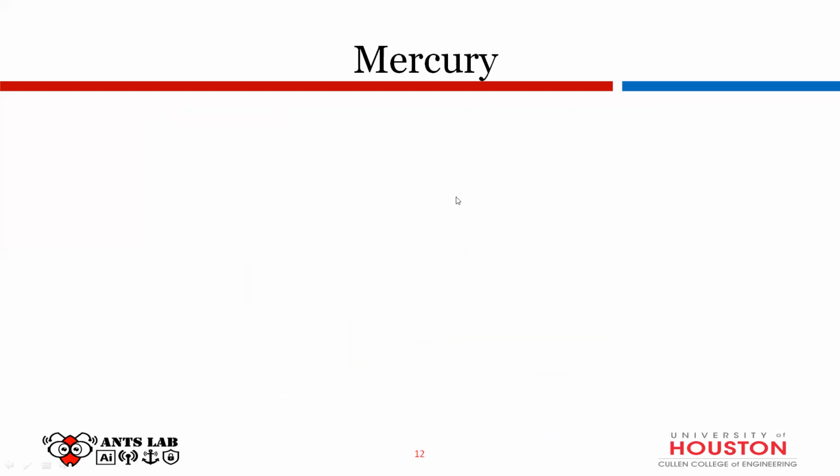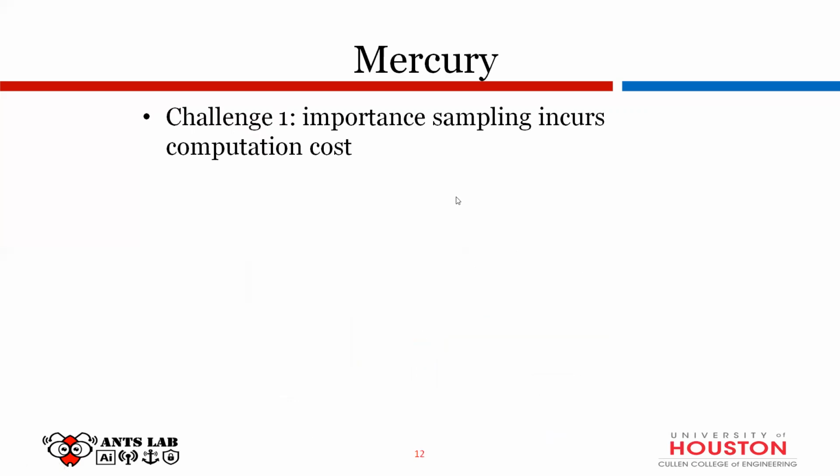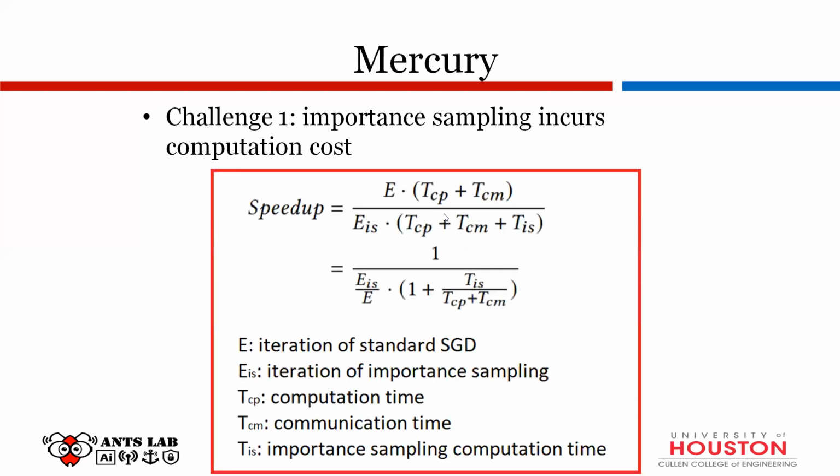So the first one is that it still costs you to do the importance sampling, since to do the importance sampling, you must first know the importance of the data. So you have to perform an importance computation first. So here is a full demonstration of the speed up.